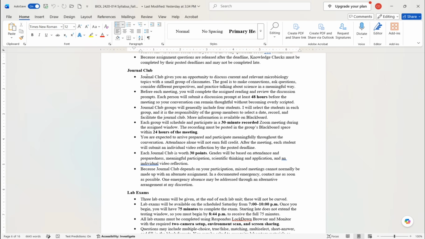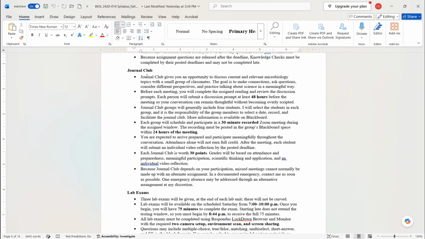You are not expected to be an expert on these topics or even on the article, but you are expected to have some sort of meaningful conversation about it. Okay? So that meeting, that journal club is going to be recorded. You have to record. Okay? Once the meeting is over, Zoom will process your video, and then within 24 hours, you will need to upload that video so that I can watch it, and I will grade it, and there will be a rubric provided.